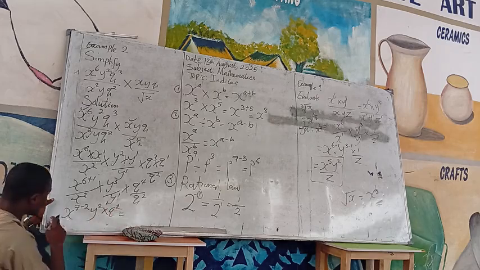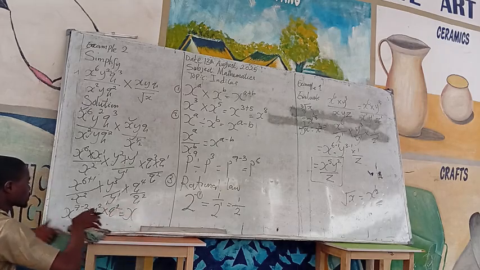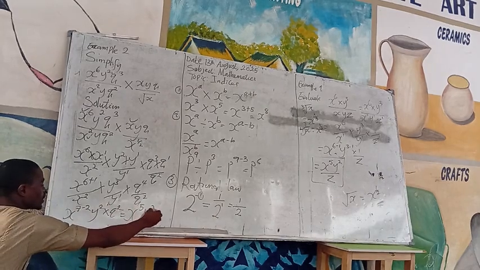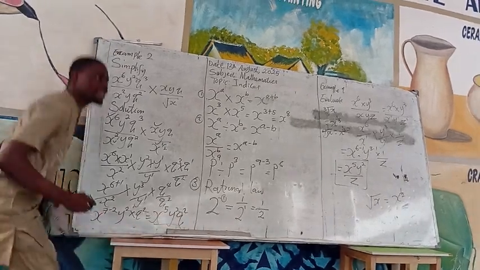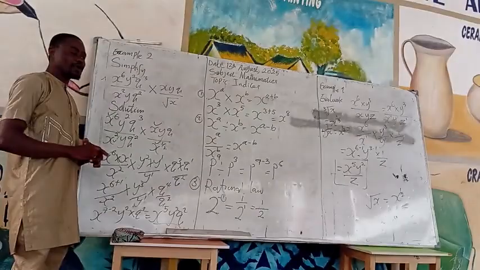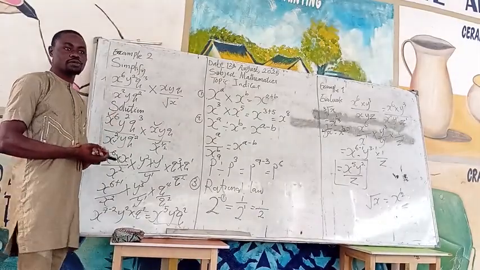Which is equal to x raised to power 7 minus 2, 5, y raised to power 2, q raised to power 2. This is the final answer to this question. Very simple as that. Thank you very much. In our next class, we'll continue from where we stopped. Thank you and peace out.